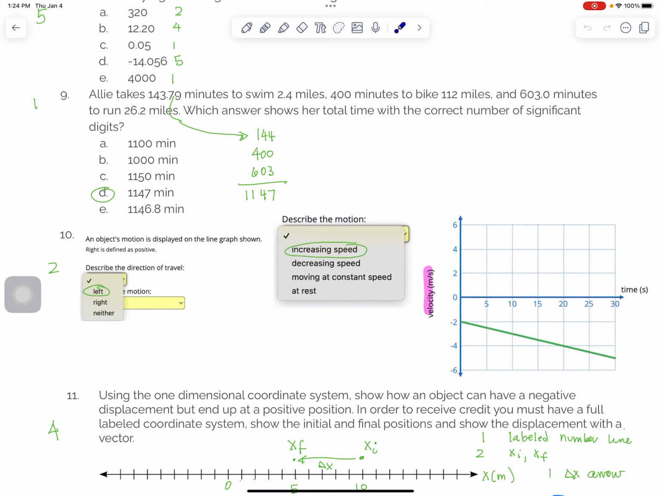Allie takes this many minutes to swim 2.4 miles, 400 minutes to bike, and 603 minutes to run 26.2 miles. Which answer shows her total time with the correct number of significant digits? So we need to convert that one into whole numbers only, because this is a whole number, and so because we're adding, we're just going to add whole numbers, and so I add those together, and I get D.